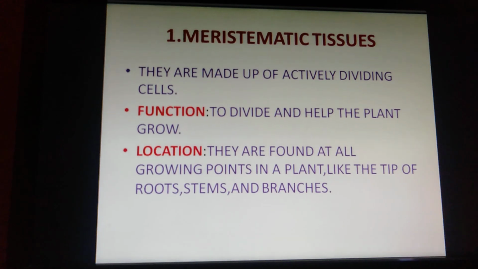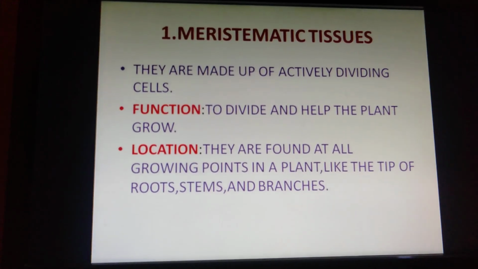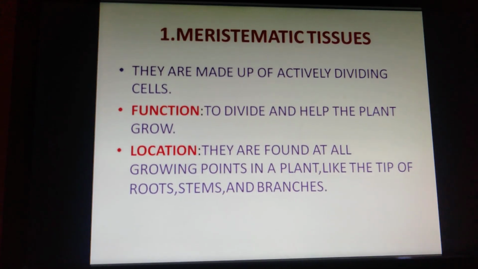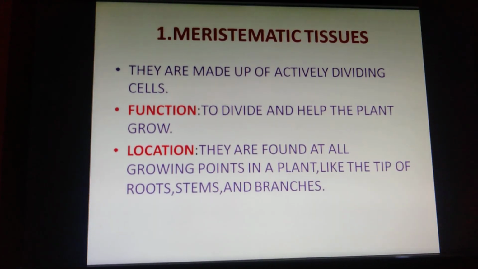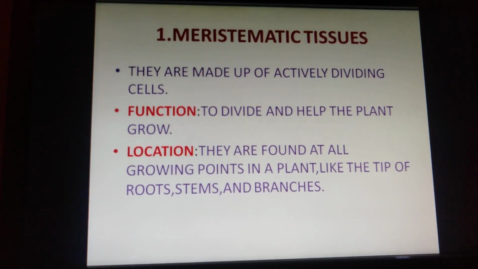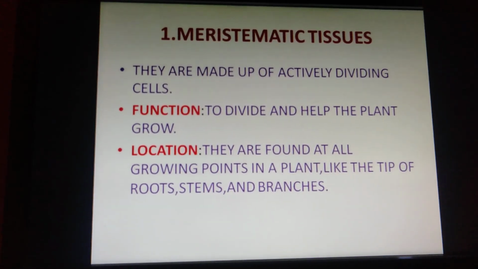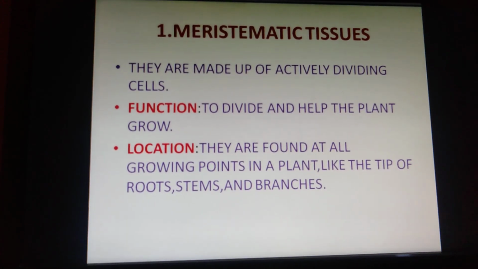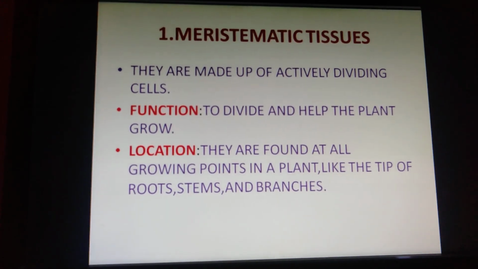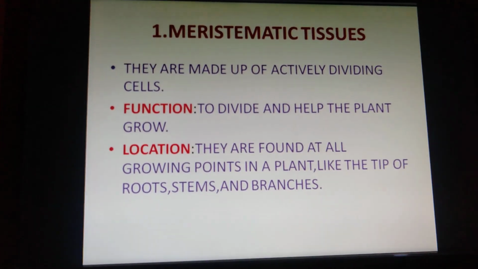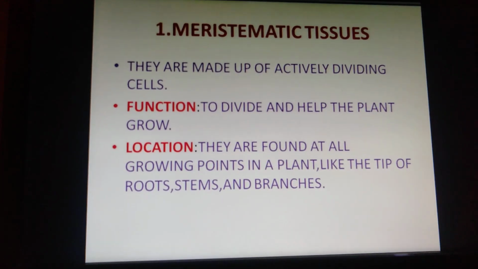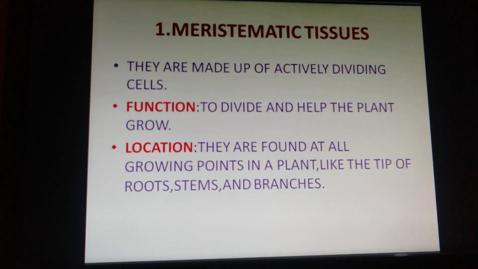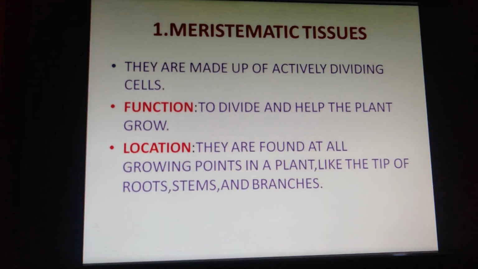Let us discuss the first one, meristematic tissues. Meristematic tissues are made up of actively dividing cells. They can divide the cells actively. The function of meristematic tissue is to divide and help the plant to grow. Location: they are found at all growing points in the plant, like the tip of the roots, stems and branches.